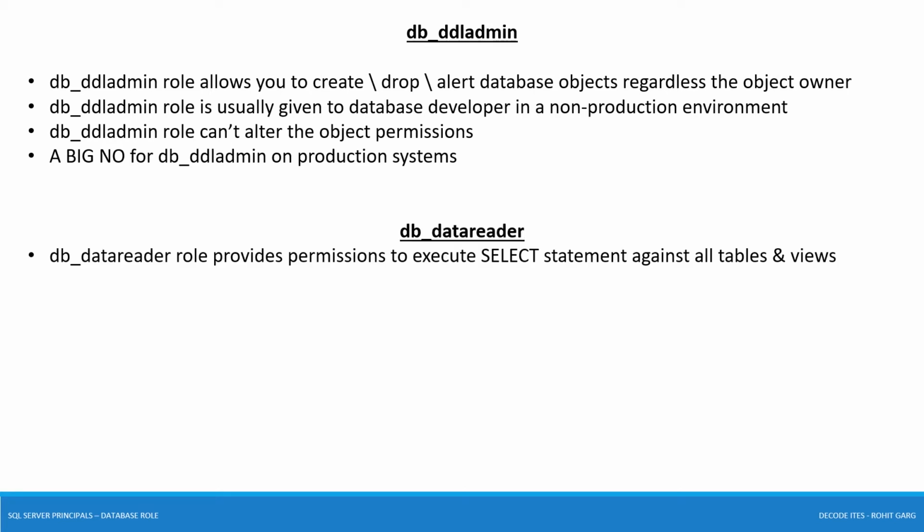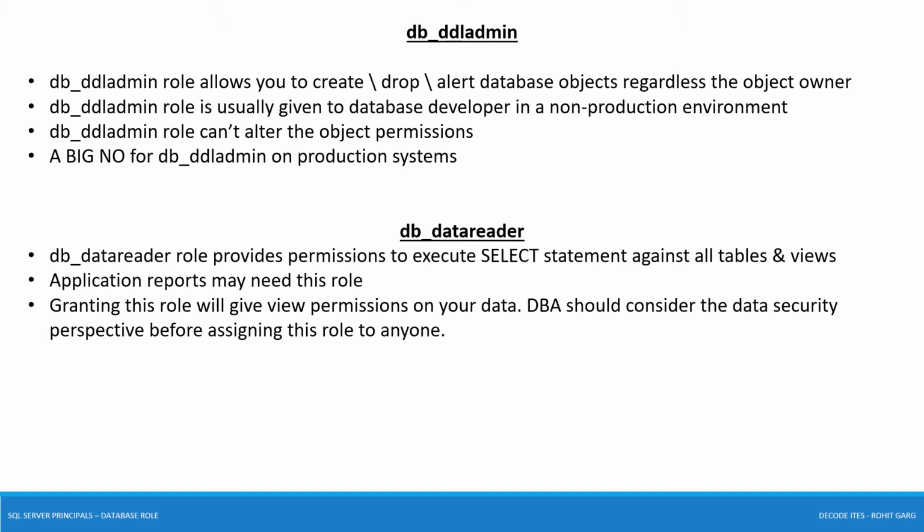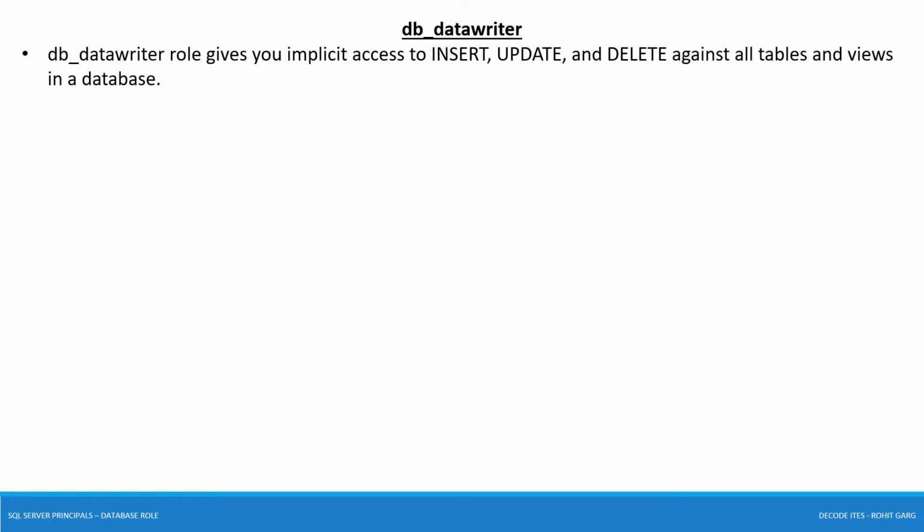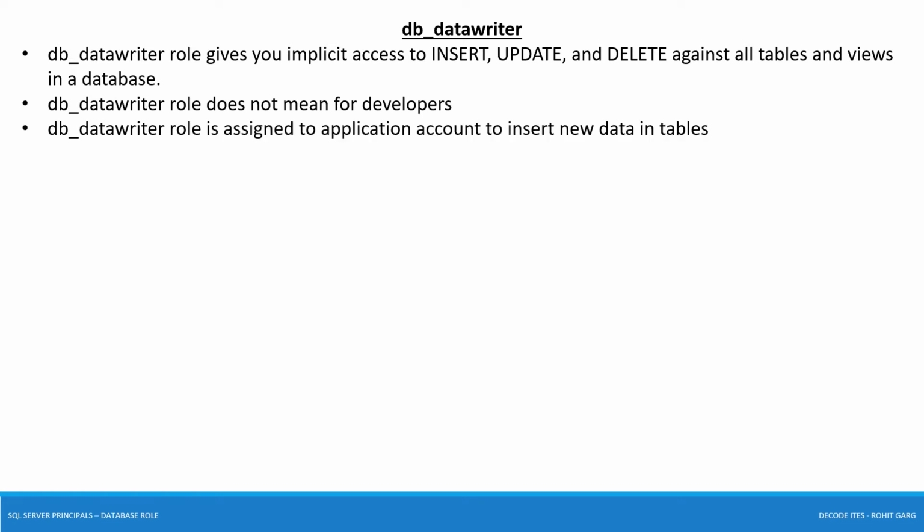Next is data reader. Data reader role provides permission to execute select statements against tables and views. Application reports may need this role. Granting this role will give you view permission of your data. DBAs should consider data security perspective before assigning this role to anyone. Next is DB data writer. Data writer role gives you implicit permission to insert, update, delete against all tables and views in the database. Data writer role is not meant for developers. It is assigned to application accounts to insert new data in tables.